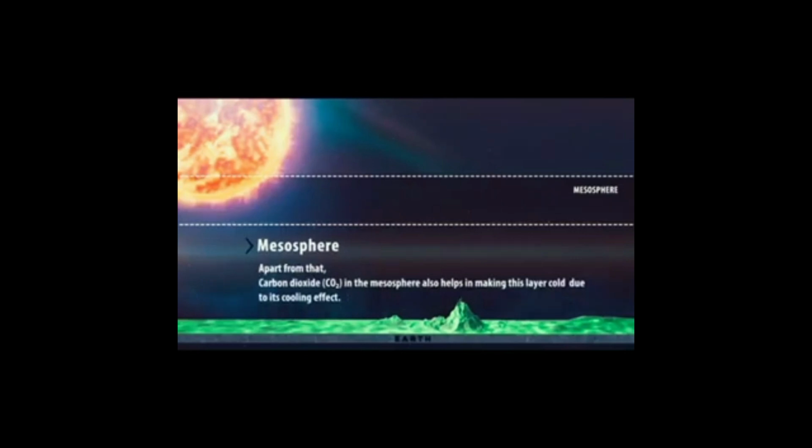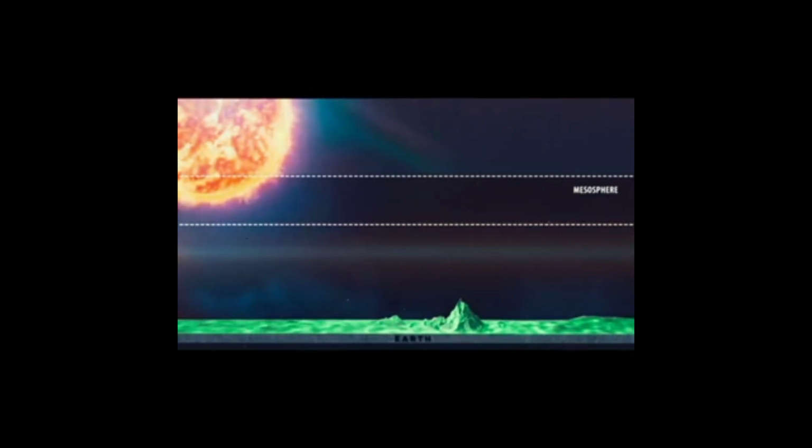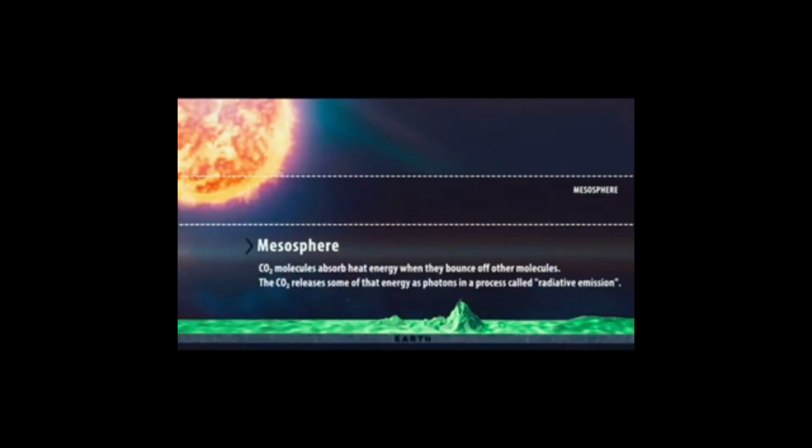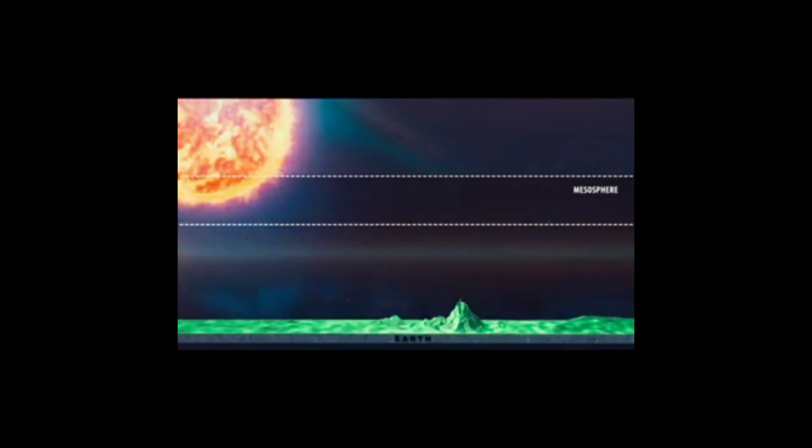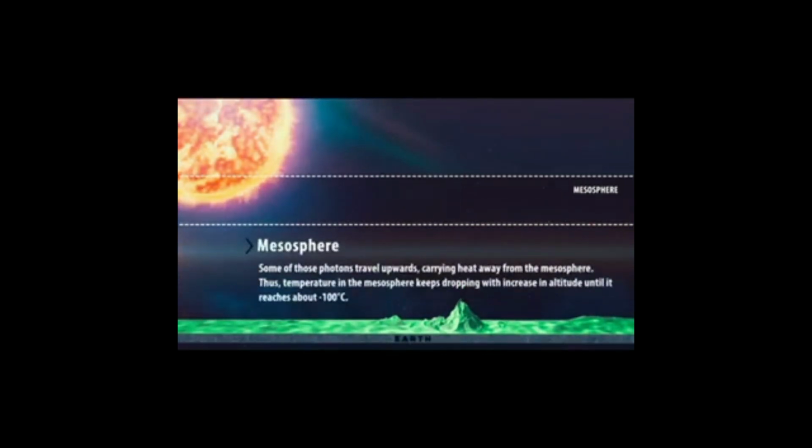Apart from that, carbon dioxide in the mesosphere also helps in making this layer cold due to its cooling effect. Carbon dioxide molecules absorb heat energy when they bounce off other molecules. The carbon dioxide releases some of that energy as photons in a process called radiative emission. Some of those photons travel upwards, carrying heat away from the mesosphere. Thus, temperature in the mesosphere keeps dropping with increase in altitude until it reaches about -100 degrees Celsius.